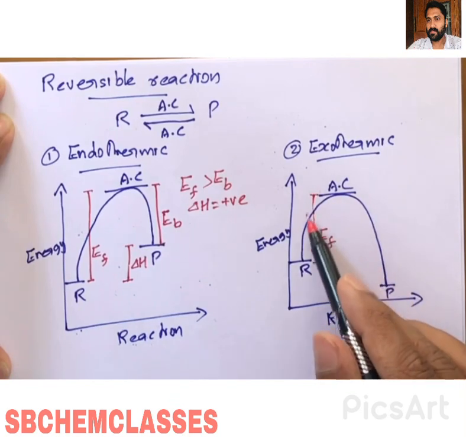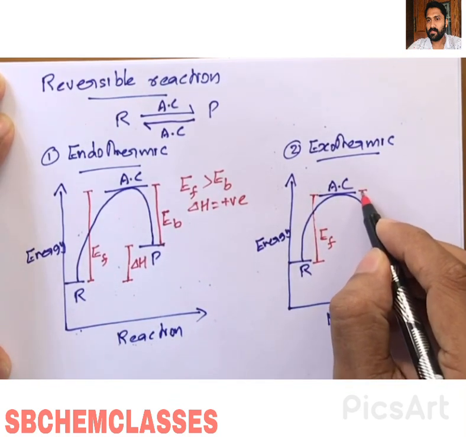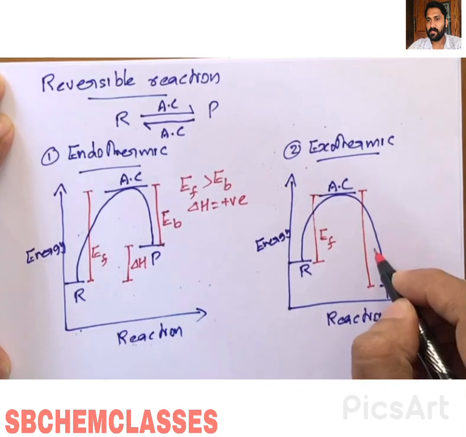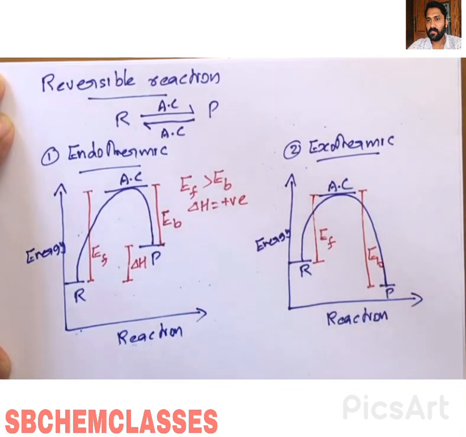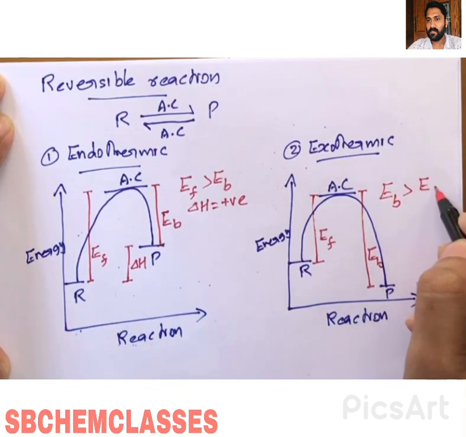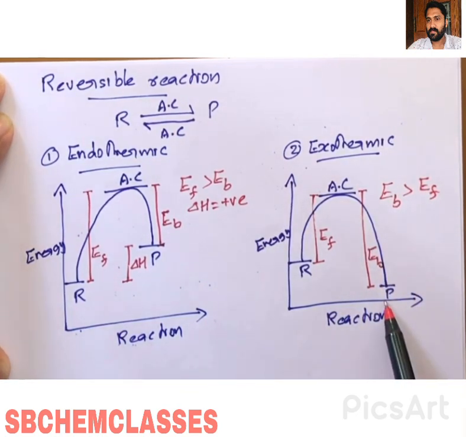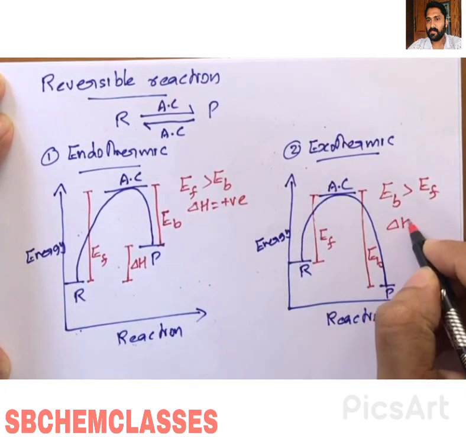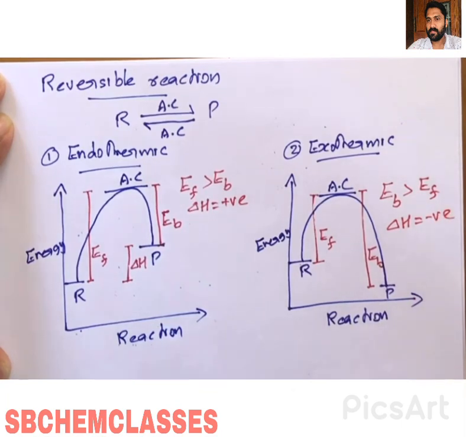Conversion of product to reactant is backward reaction. Its activation energy is this. Very simple. In this case, backward reaction have higher activation energy than forward. EB greater than EF. Since energy of product less than energy of reactant, delta H equal to negative. In this case, delta H can be calculated. It is the difference between EF and EB.